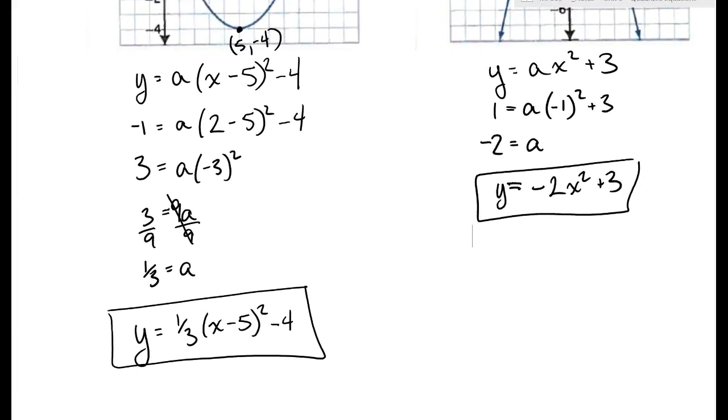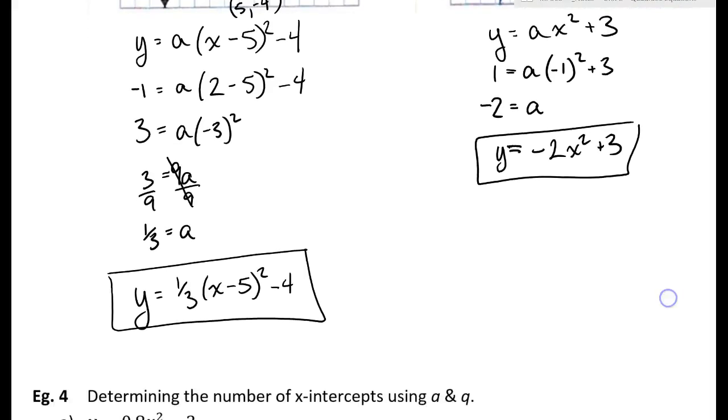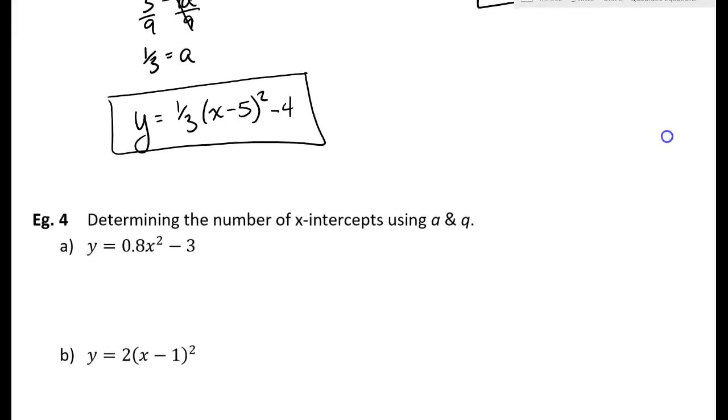So it's a little bit simpler than when we're working from our axis of symmetry where we're not even given our y value, and also trying to find our a value at the same time.